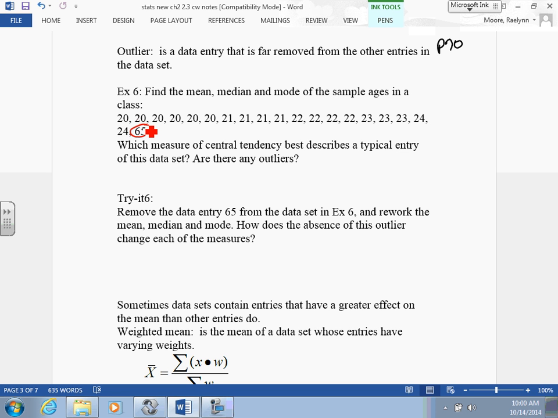The median is always going to be the physical middle of your data. No matter if I had 64, 63 on my outside, it's still the middle of my data. That's not going to affect it. It's the middle number. But the mean is going to be affected in this.